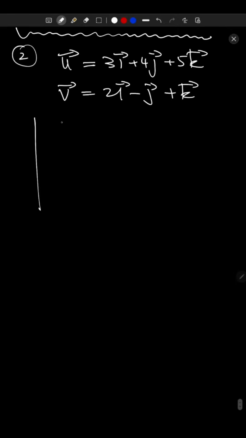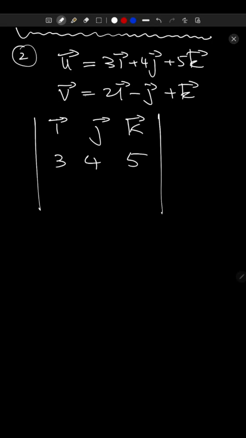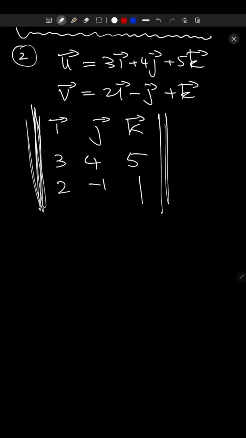You write i, j, k, and then you put u as the second row, 3, 4, 5, and v as the third row, 2, minus 1, 1. You think of this as a matrix, and we use just the straight vertical lines because what we're doing is taking the determinant of this. And that's it. That's going to give you the cross product. So if you knew what the determinant was, you're all set. But if you don't know, let me actually do it for you.